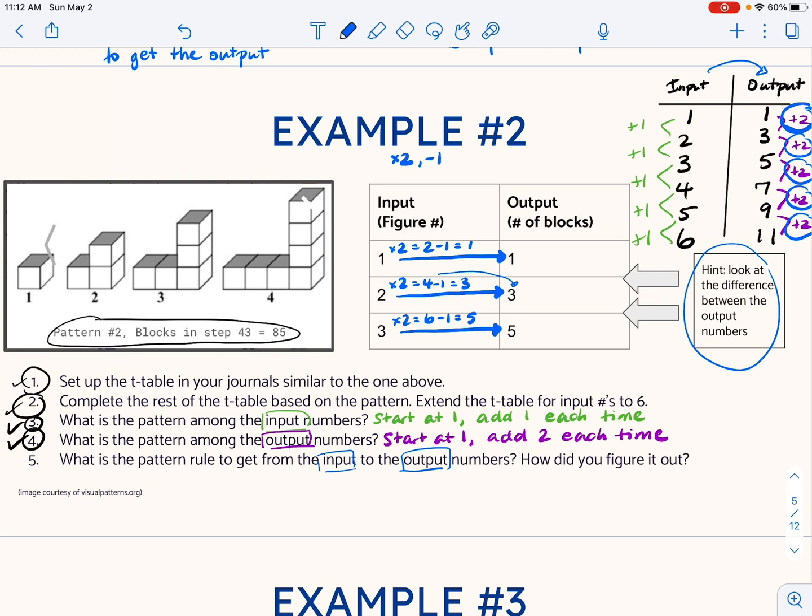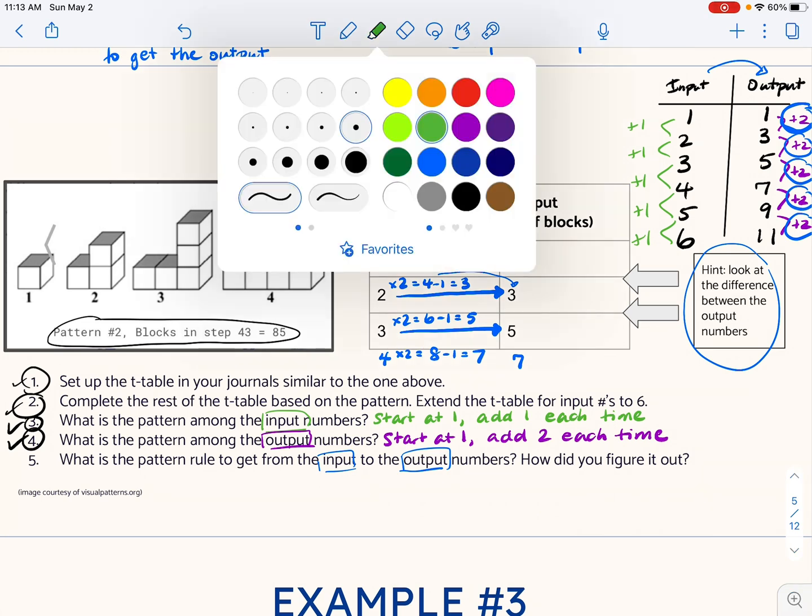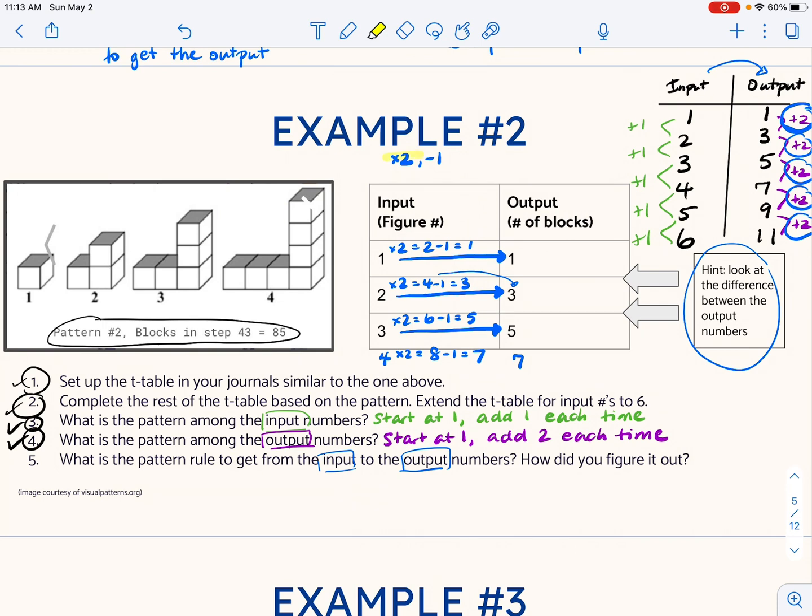Well, let's try that for the next one, just in case. Remember we said if the input was 4, the output was 7, right? Okay, so again, same thing. We're going to multiply 4 times 2, which is 8. How do we get from 8 to 7? We subtract 1 to get 7. That's how we figure out what the pattern rule is here. I'm just going to highlight this. So the pattern rule to get from the input to the output in this case is we multiply the input by 2 and we subtract 1 to get the output.